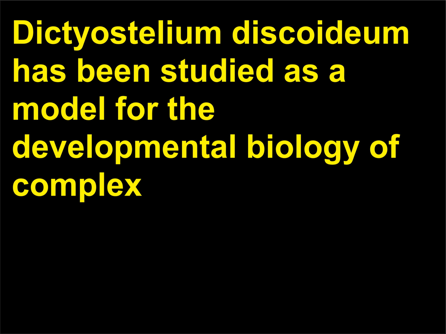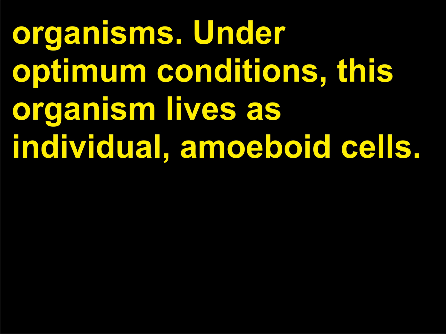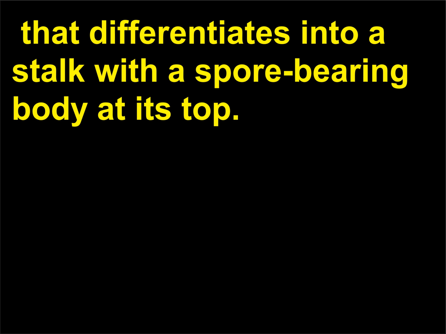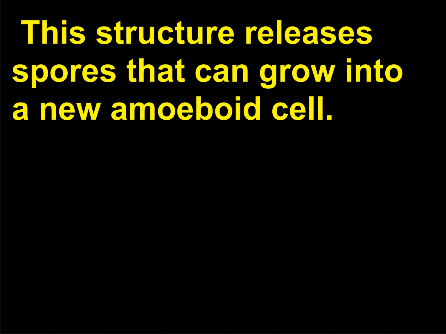Dictyostelium discoideum has been studied as a model for the developmental biology of complex organisms. Under optimum conditions, this organism lives as individual, amoeboid cells. When food is scarce, the cells stream together into a moving mass, resembling a slug. That differentiates into a stalk with a spore-bearing body at its top. This structure releases spores that can grow into a new amoeboid cell.